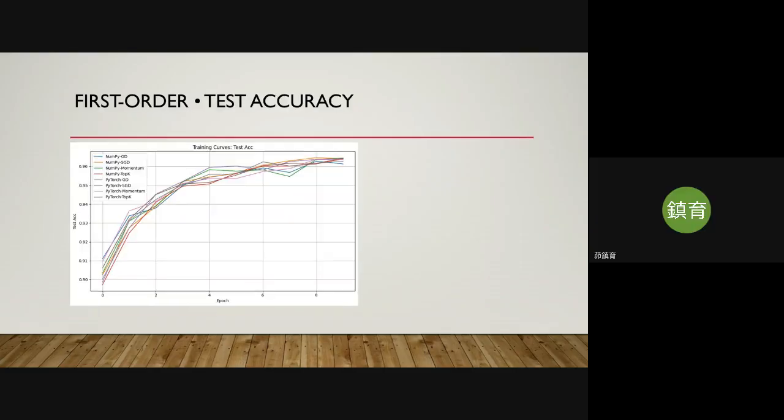Here we have the test accuracy, and basically all kinds of optimizer perform very similarly. They all have ups and downs, but there's not a very clear trend of which optimizer is better.